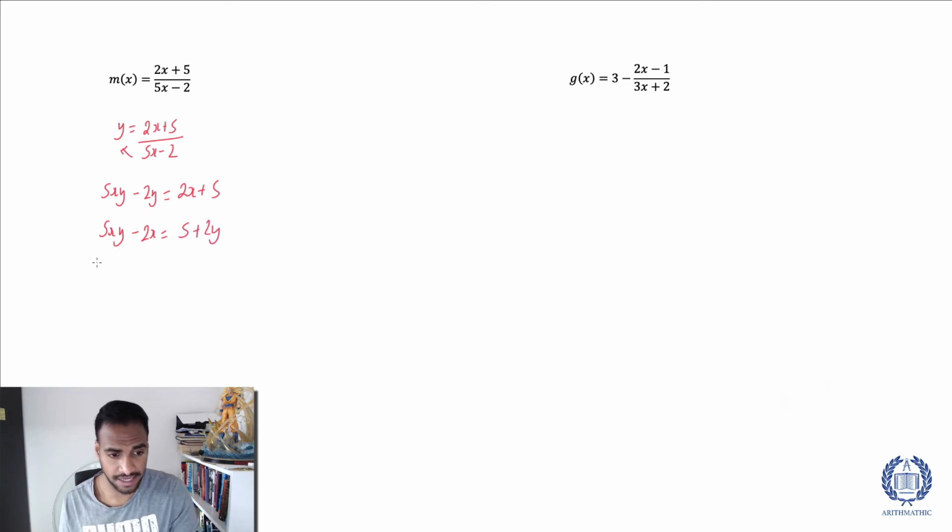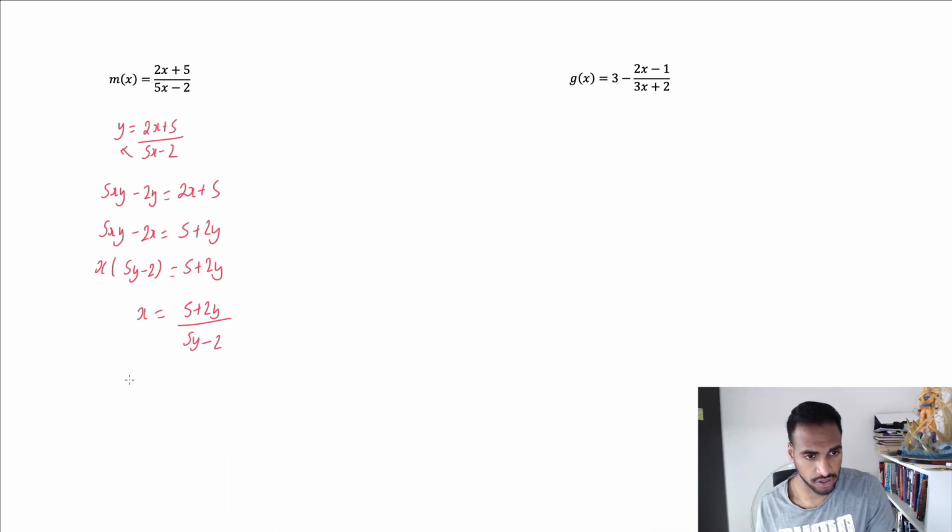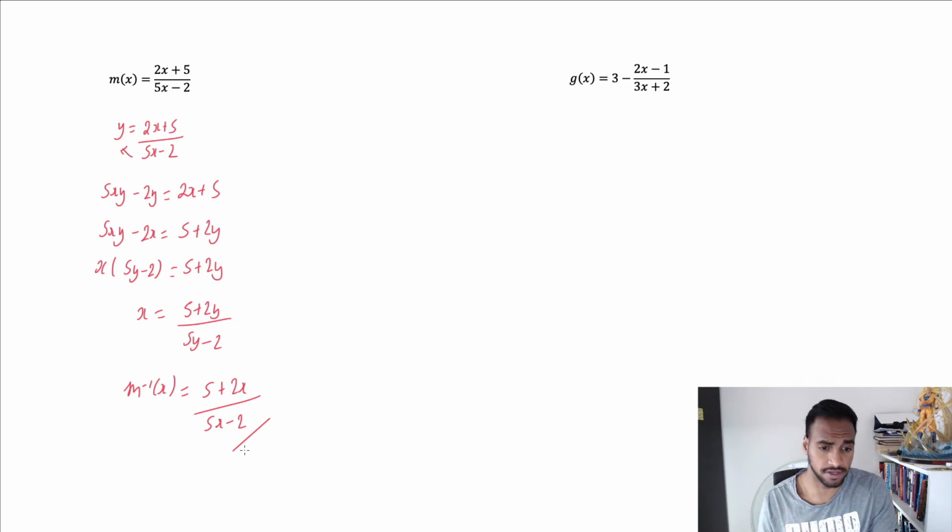Now let's take x out from here. So x bracket 5y minus 2 is equals to 5 plus 2y. Now final step here, to make x a subject, we're going to have x equals to 5 plus 2y over 5y minus 2. And now we're just going to write g minus 1 of x. Remember, when you want to change all the y's into x, so we're going to have 5 plus 2x over 5x minus 2. And that is the inverse function for this one.